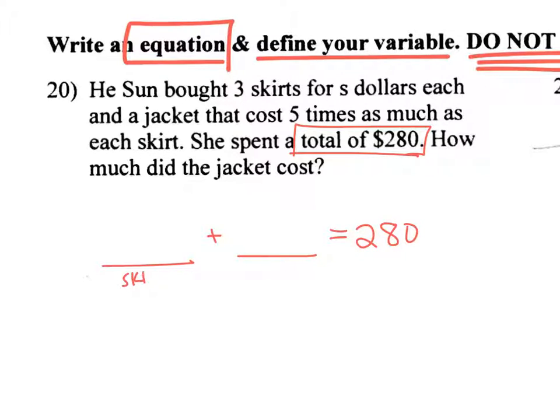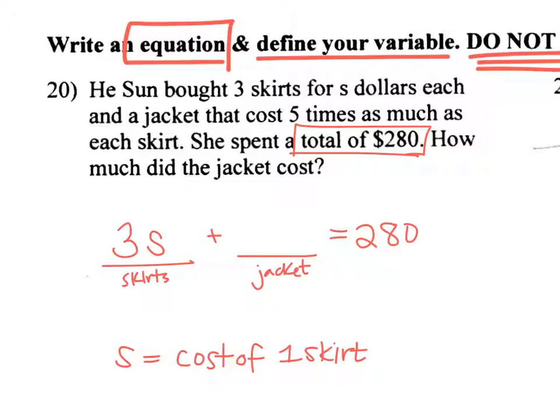This is skirts and a jacket. Now, you may be able to do this without writing out this information. I'm just trying to help you make sense of it if you're struggling. 3 skirts for $S each. So I'm going to write 3S. Remember, S is a terrible variable to use, but that's what they told us to use. Also, they tell me what that stands for, so I'm just going to cheat and say that S equals the cost of 1 skirt.